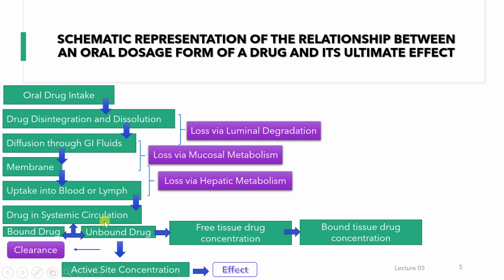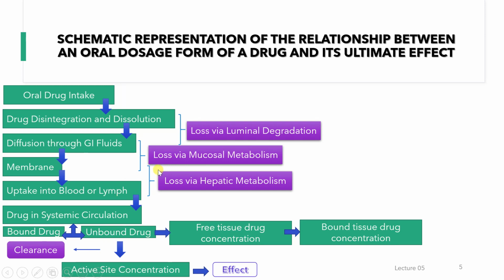When the drug reaches to the systemic circulation, either it is in bound form or unbound form. When it is in unbound form, it could be a free tissue drug concentration or a bound tissue drug concentration. In unbound form, it reaches to the active site where it produces a therapeutic response. Meanwhile, from unbound form to the passage to the active site, it may be cleared off.